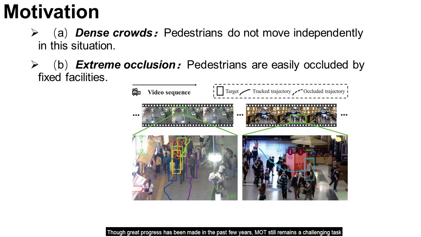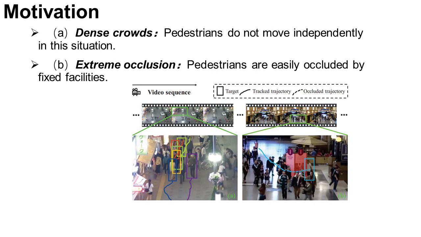Though great progress has been made in the past few years, MOT still remains a challenging task due to the dynamic environment, such as dense crowds and extreme occlusions, in the tracking scenario. As in figure A in this slide, pedestrians do not move independently in this situation. They will be affected by their surrounding neighbors to avoid collisions, which will make their motion patterns hard to learn in practice. As for extreme occlusion, pedestrians are easily occluded by fixed facilities for a long period, such as billboards and sunshades, in which the dynamic environment will make them undergo a large appearance variation. This paper is dedicated to solving these two problems in the tracking process.